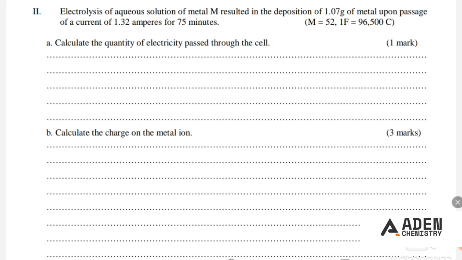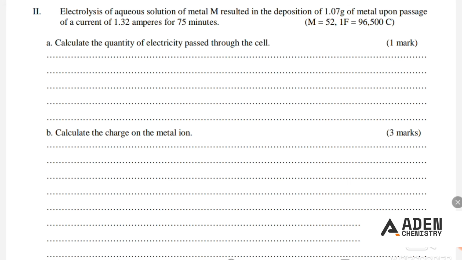So let's proceed to Roman 2 of our question number 3. We are told electrolysis of aqueous solution of metal M resulted in the deposition of 1.07 gram of metal upon passage of a current of 1.32 amperes for 75 minutes. Then in bracket we are given the relative atomic mass of M, that's 52, and we are told 1 Faraday is equal to 96,500 coulombs. So part A, we are to calculate the quantity of electricity passed through the cell.